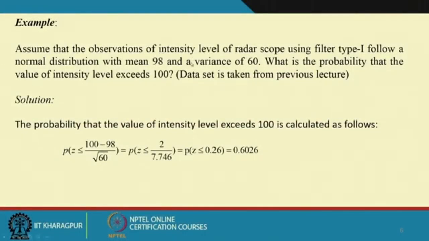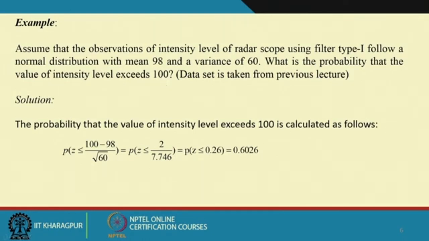Assume that the observations of intensity level of a radar scope using filter type 1 follow a normal distribution with mean 98 and variance of 60. By variance we are basically talking about... okay, variance 60, we have to use variance 60. We have not used the unit, but anyhow it is in some units. What is the probability that the value of the intensity level exceeds 100?